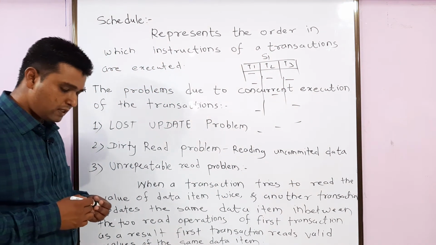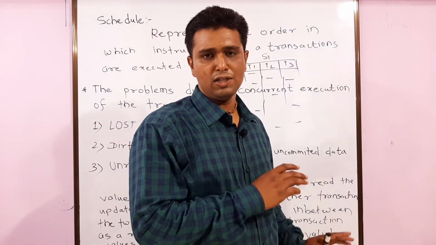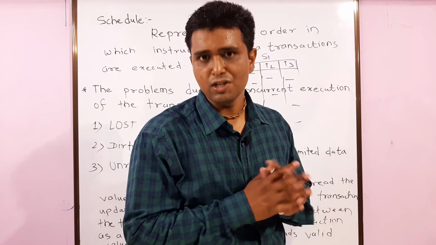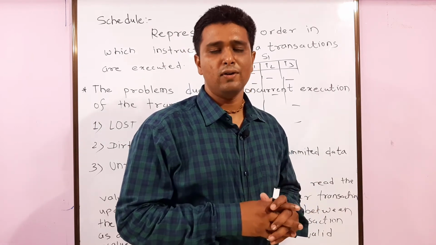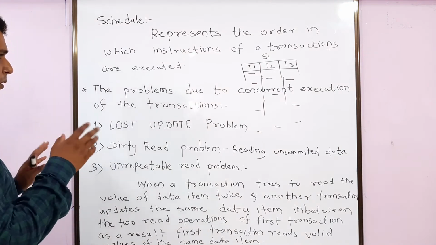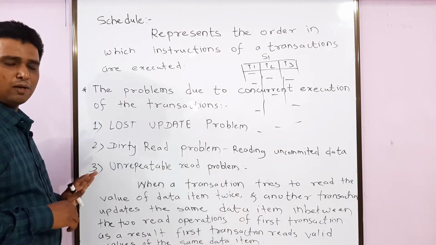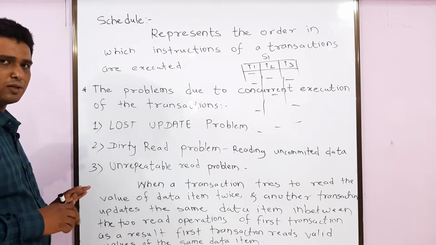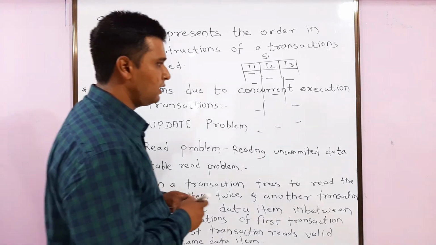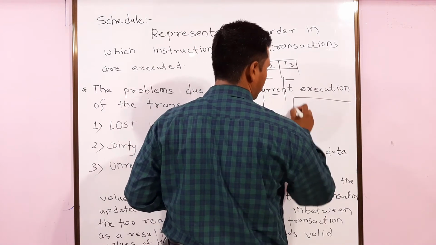As I told, there are different problems with the serial schedule, concurrent schedule, and parallel schedule, and we are going to see those problems. Now we saw the problems. The problem due to concurrent execution is the lost update problem. What is the lost update problem? I explained it in my last video with an example.